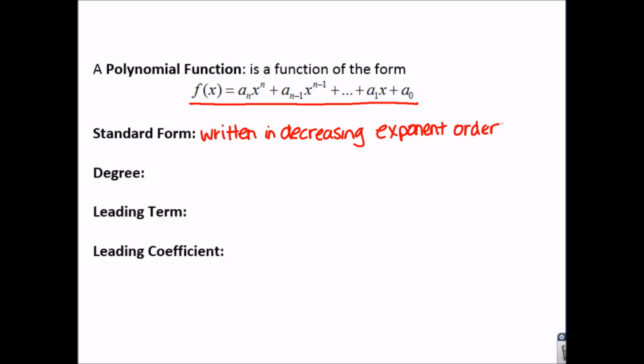So for example, when we talked about quadratics, standard form meant that the squared term was first, the x term or the linear term was second, and then the constant was last. So you always want the term with the highest exponent to go first, and then to continue on in decreasing order, and the constant to be last. The degree, or order, is another word for degree, is the highest exponent.